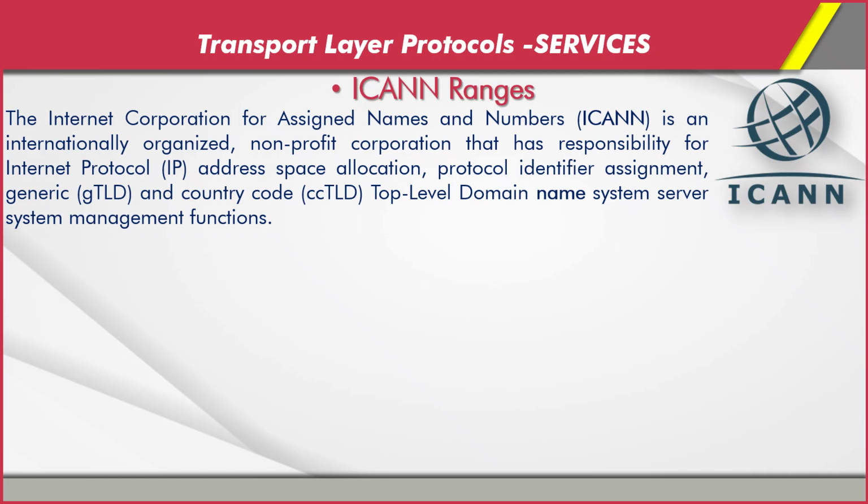ICANN ranges is the next service offered by the transport layer protocol. ICANN is expanded as Internet Corporation for Assigned Names and Numbers. It is an internationally organized non-profit corporation that has responsibility for Internet protocol address space allocation and protocol identifier assignment, and country code top level domain name system server and management functions.